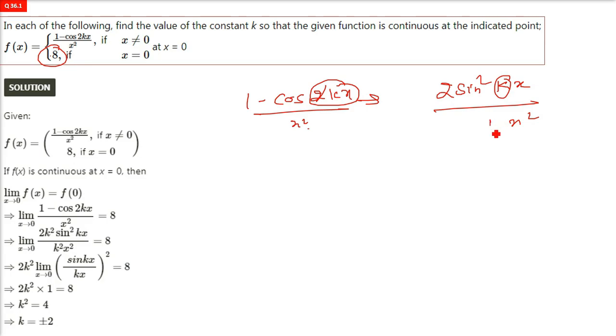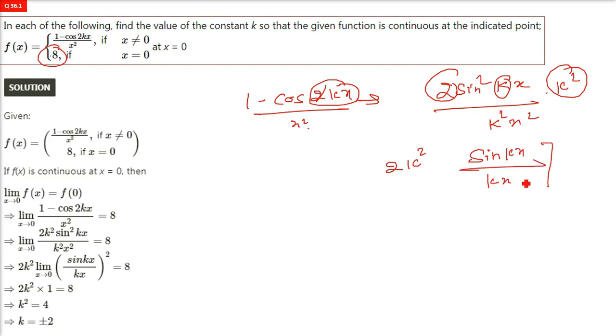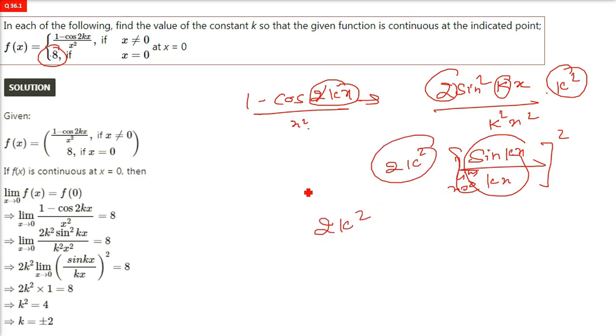Now I'm introducing k square in the denominator, so you have to write it in the numerator as well. So 2k square I am bringing in front, and this is (sine kx by kx) whole square. Sine theta by theta, limit theta tends to 0, is going to be 1. So what do you get? You have 2k square, twice of k square.